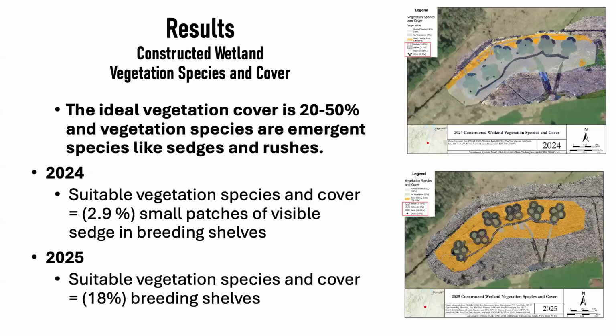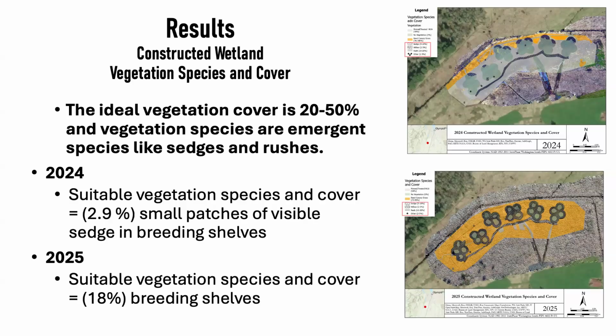Okay. The last variable that I'm going to talk about is vegetation species and cover. Just as a reminder, ideal vegetation cover is pretty high sun exposure, so 20 to 50% cover. And preferred vegetation species are emergent species like sedges and rushes, but short stature grass can also be acceptable for oviposition to occur as well.